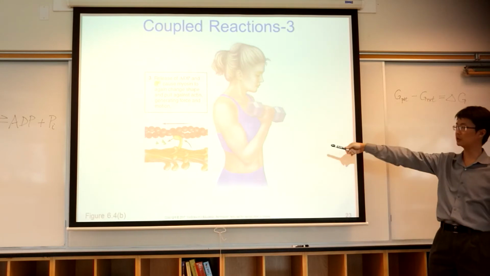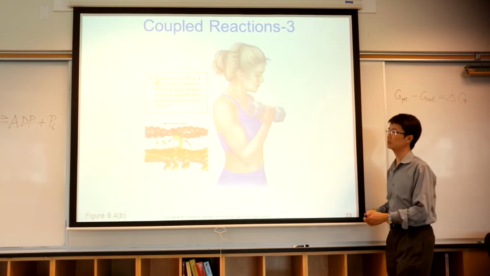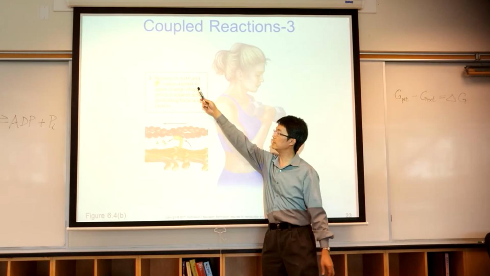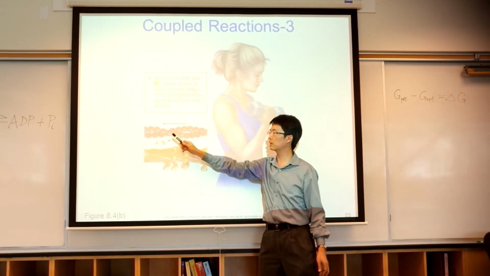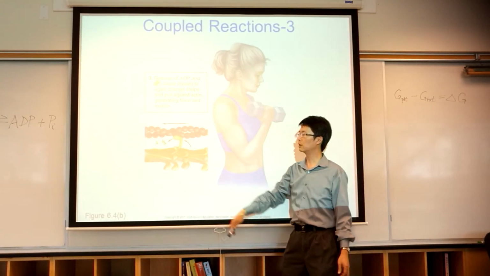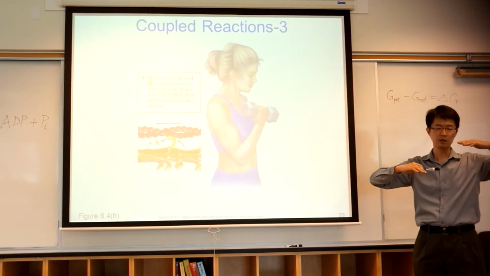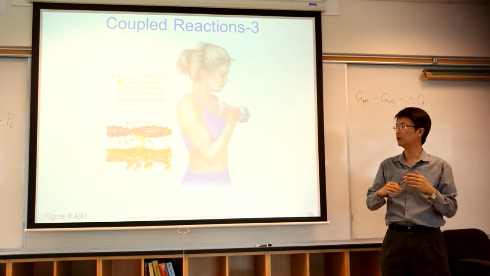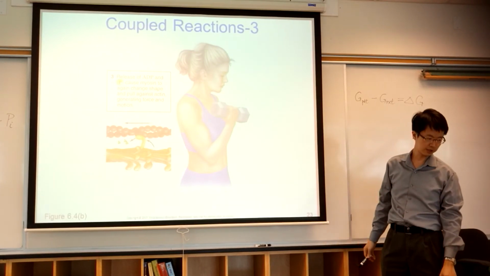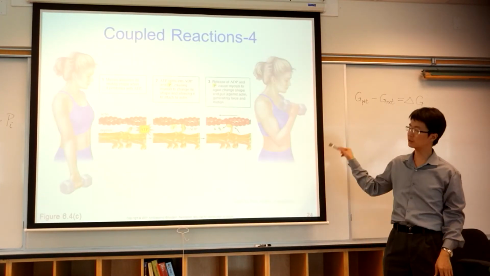As you can see, the hydrolysis of ATP, or the release of ADP and inorganic phosphate, will move the actin and myosin filaments across each other. It will shorten the length of the muscle so that we can contract. So it is like a cycle.